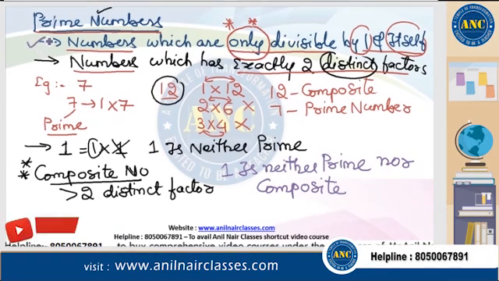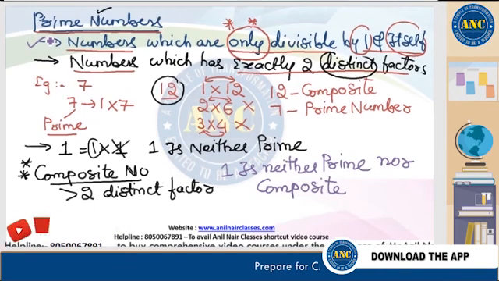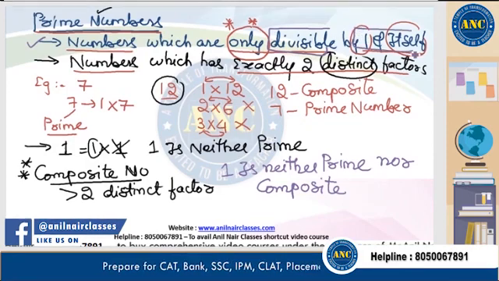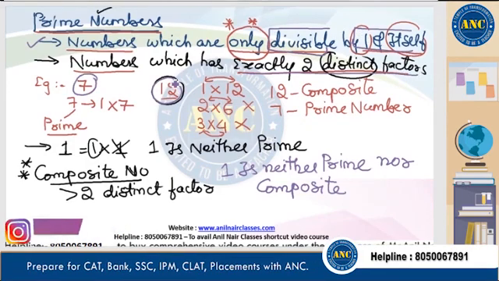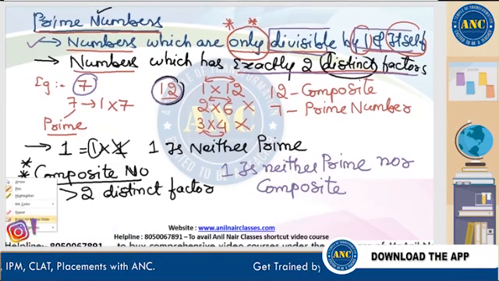This is key point number 1. Numbers which are only divisible by 1 and itself. That means because it is divisible by 1 and itself only, it is neither prime nor composite. 1 is neither prime nor composite. I hope this is clear.